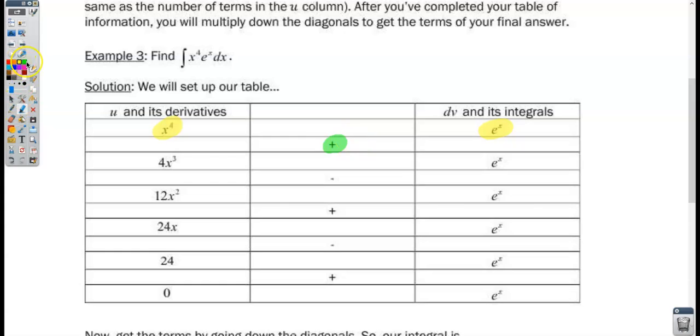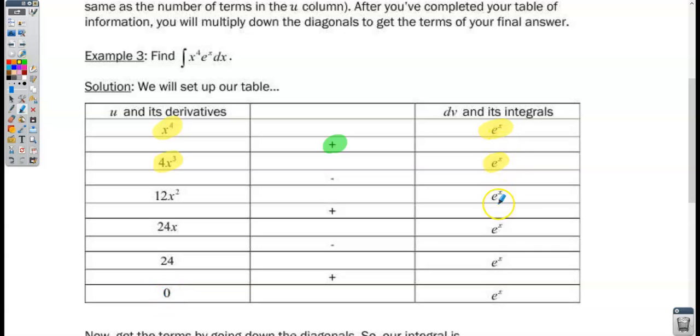And then in my next row, I've got the derivative of u. The derivative of x to the 4th is 4x cubed. I've got my integral of dv. My integral of e to the x is e to the x. And I continue down in that fashion, and usually what I do is I just fill in my u column right away with the spaces for my signs and go through and find all those derivatives. Derivative of 4x cubed is 12x squared, derivative of 12x squared is 24x, derivative of 24x is 24, derivative of 24 is 0. That tells me where my table should stop.